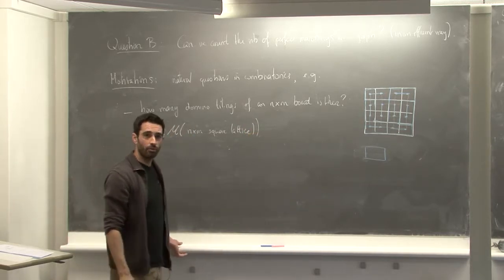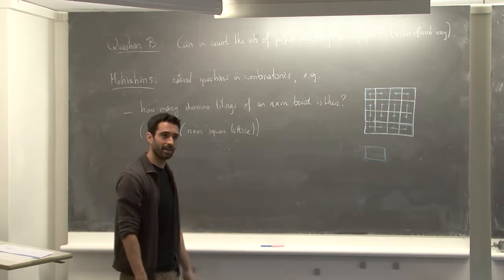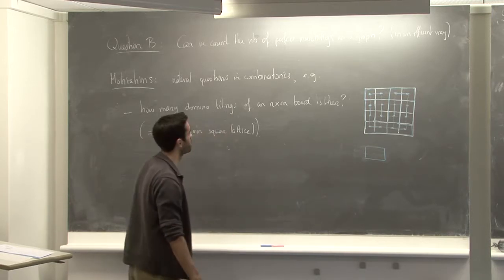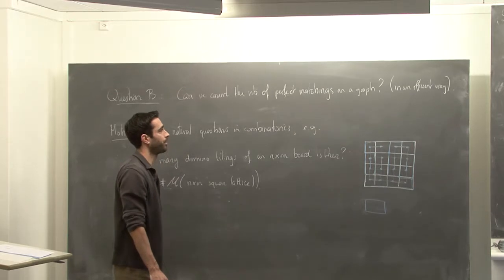And amazingly, we'll see a closed formula for this. So a formula that gives you exactly the number of matchings. This is really quite amazing. That was solved in '61 by Kasteleyn. We're going to see this.